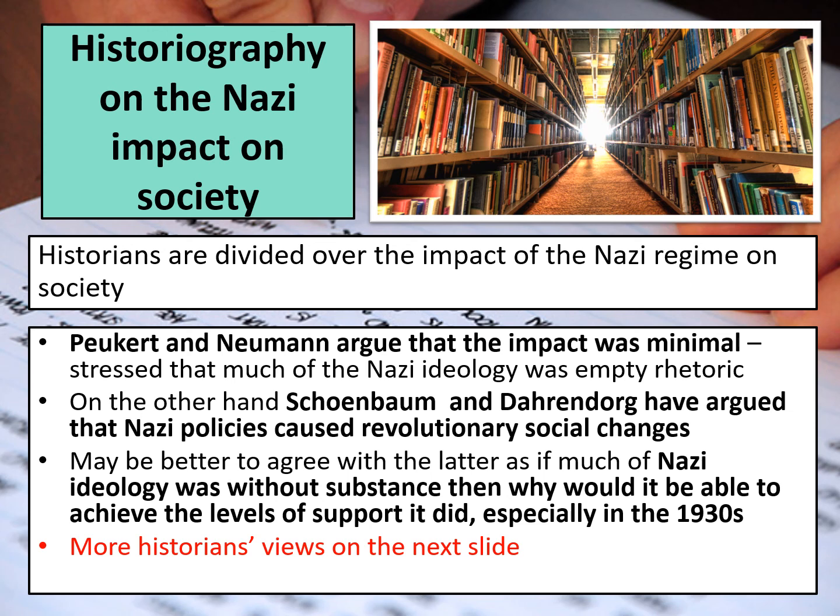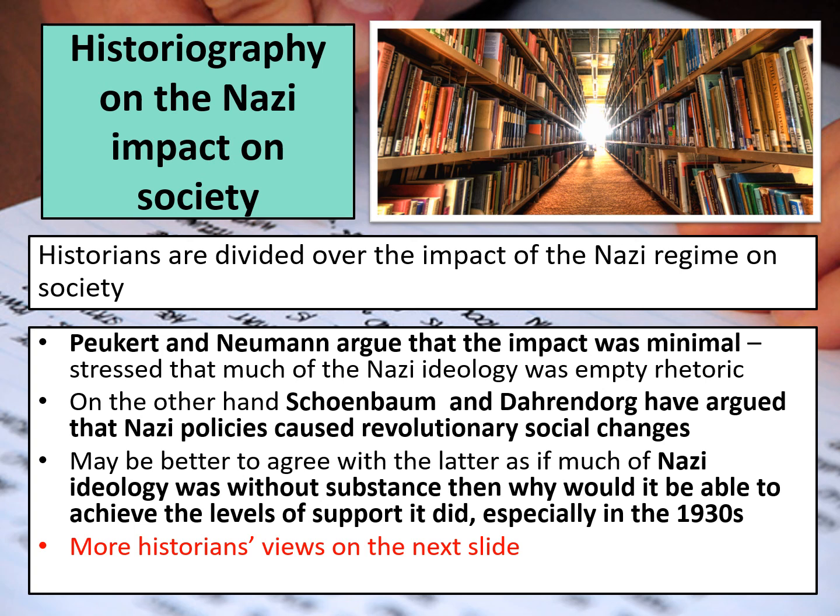For instance, we've got here the ideas of Peukert and Neumann, who argue that the impact on German society was minimal, and they talked about the fact that actually Nazi ideology and this idea of a social revolution was kind of empty rhetoric. On the other hand, there have been some historians that have argued that the Nazis did cause revolutionary social changes, and it may be better to agree with the latter, as if much of Nazi ideology was without substance, then why would it be able to achieve the levels of support it did, especially in the 1930s? So there's some historians' views there if you're looking for an A or an A star, but you don't have to remember all of those different names.